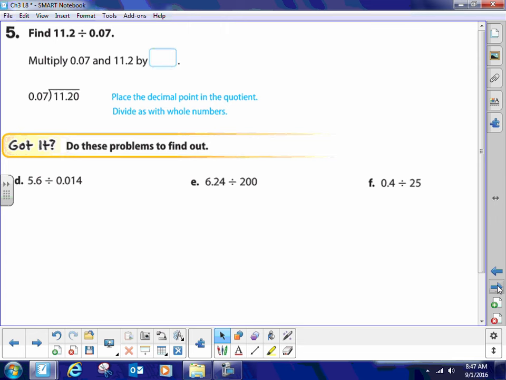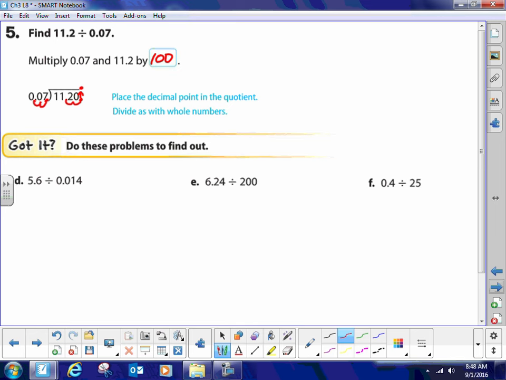Number 5. All right, they got 11.2 divided by 0.07. What do we got to multiply 0.07 by to make it a whole number? We have to multiply by 100. Okay, and that lets us move our decimal over 2 places. Whatever you do to the inside, you must do to the outside. All right, bring the decimal up and just divide as normal.